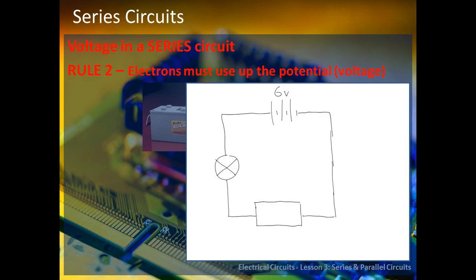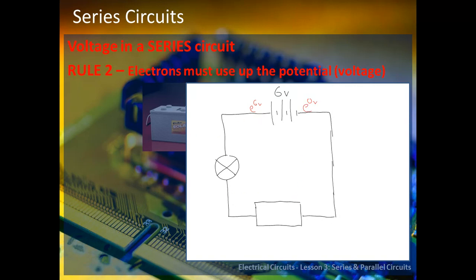Moving on to voltage, so this is rule 2. When we're looking at voltage, we need to consider what's happening to a single electron. All of the electrons leaving the battery will be laden with the voltage of the battery. We've got a 6-volt battery, so this individual electron is carrying 6 volts. It must use up that 6 volts by the time it gets all the way around to the other side of the battery. So by the time that electron reaches here, it must be at 0 volts.